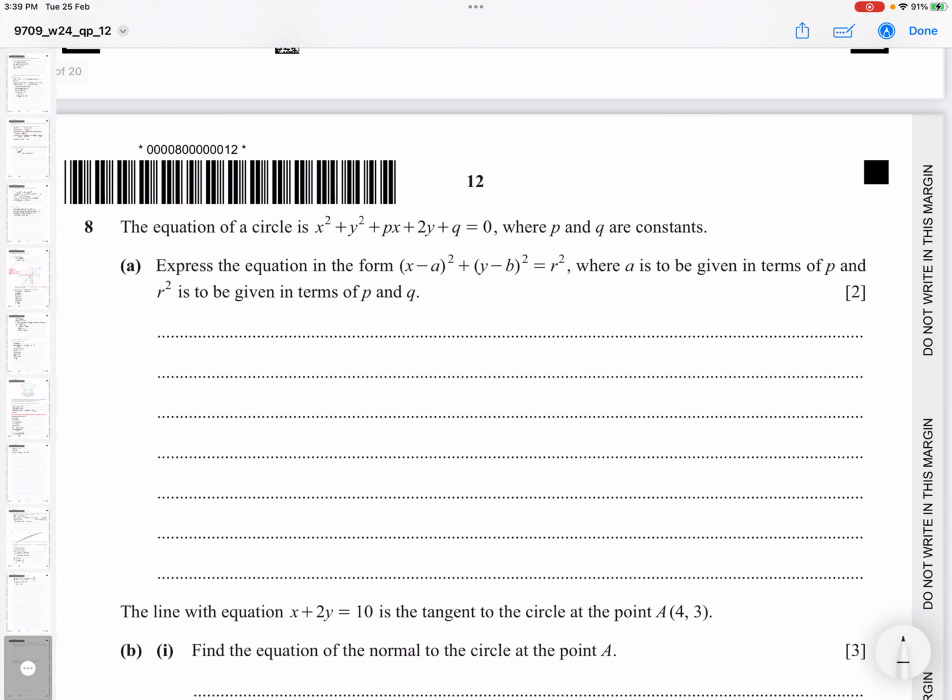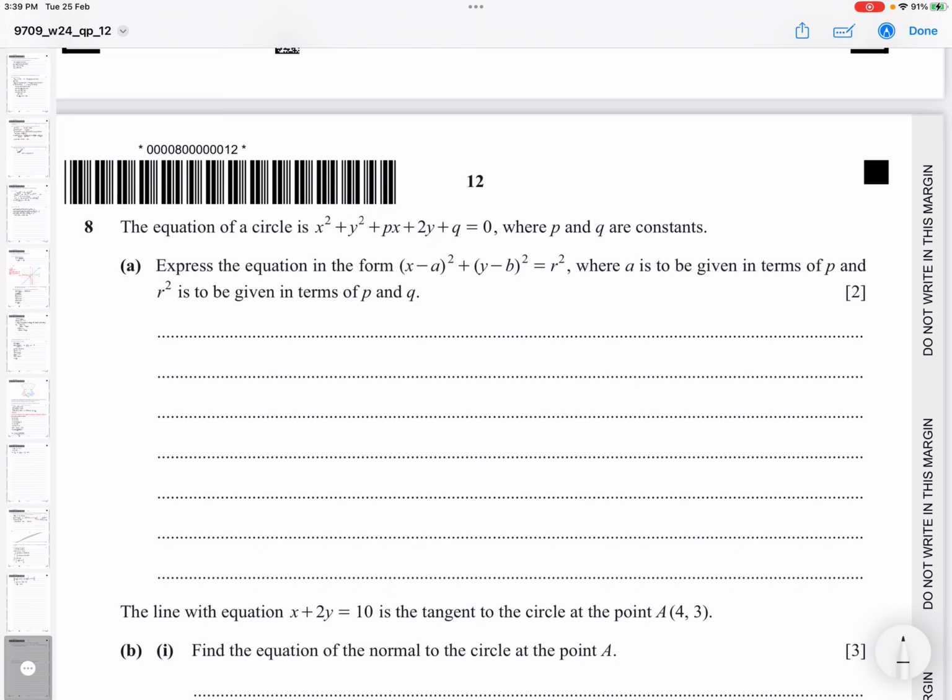Question number 8. The equation of a circle is this, where P and Q are constants. Express the equation in this form, where A is to be given in terms of P and R squared is to be given in terms of P and Q.